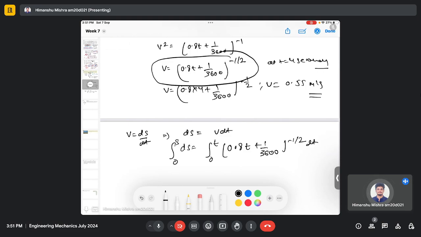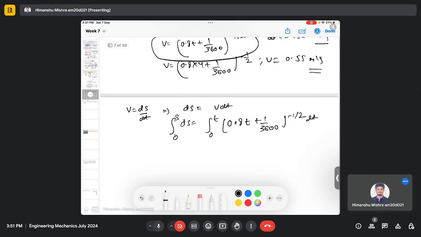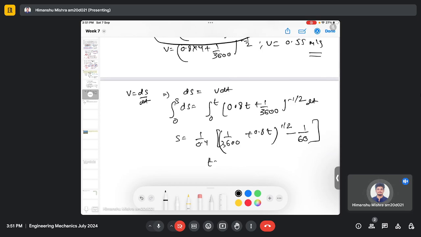And now you need to take the integral of this equation. It will be 1 by 0.4, 1 by 3600, 0.8 t to the power 1 by 2 minus. So if you substitute t equals 4 seconds, you will have s at time t equals 4 seconds as 4.43 meters. So this is the position at t equals 4 seconds.